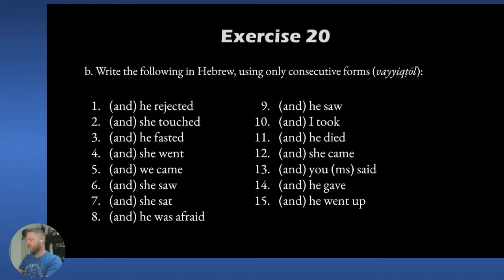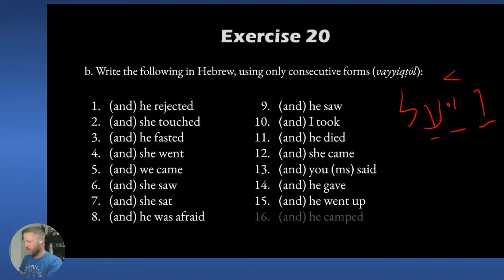He went up. This is from Alah. Ya'ale with the garbel in the middle. Ya'ale. Apocope. Ya'al, where the ayin makes it Ya'al. He went up. Vaya'al. Vaya'al, he went up.